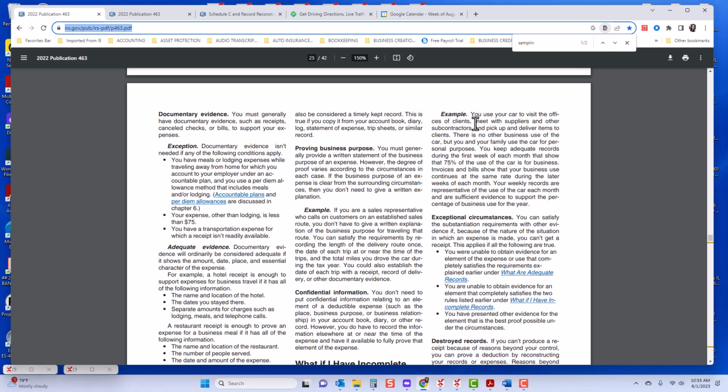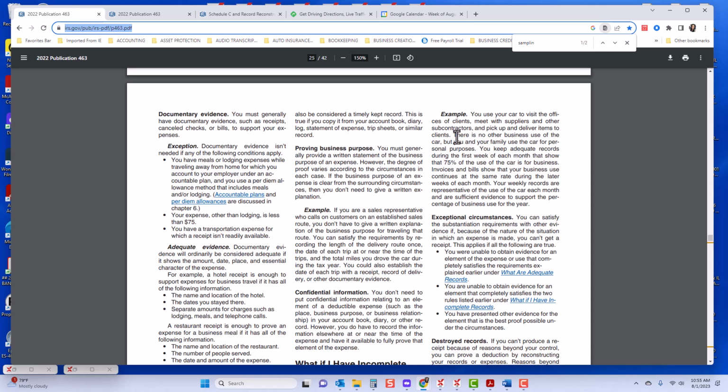So, for example, you use your car to visit the offices of clients, you're meeting with suppliers and other subcontractors, you pick up and deliver items to clients. Think of somebody that's doing fix and flips, right? They have to go before the inspection. Sometimes they may have to go to Home Depot, they have to go meet with brokers, etc., right?